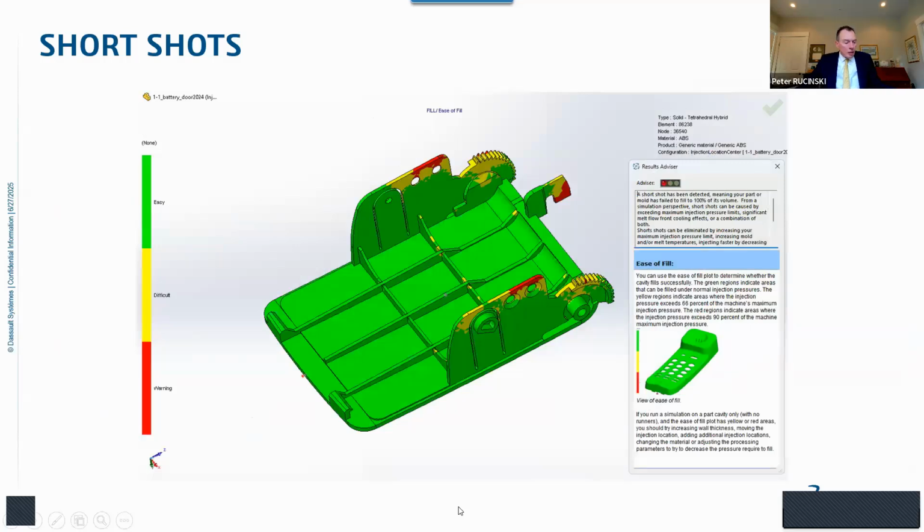Good news: in a product like our SolidWorks Plastics, we have this thing called a results advisor for pretty much any injection molding simulation result that we generate. You can go in this results advisor, you get some insight as to why the problem might be occurring, and then some suggestions for possible solutions to fix the problem.